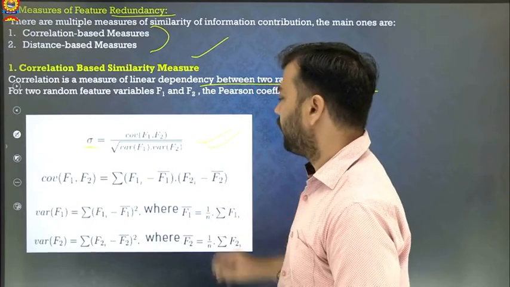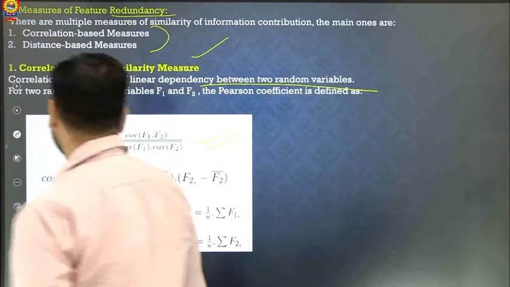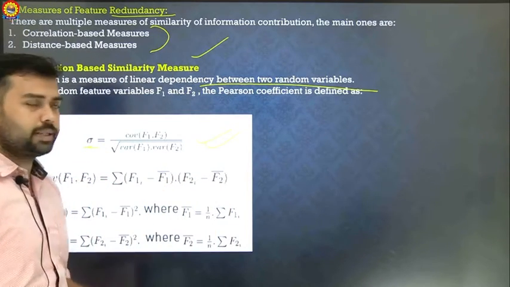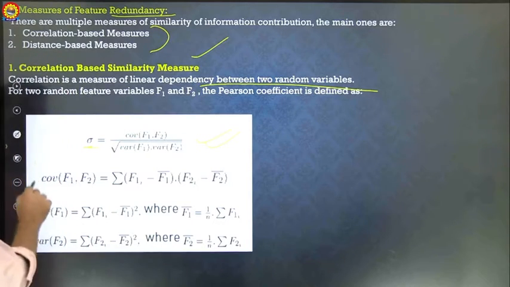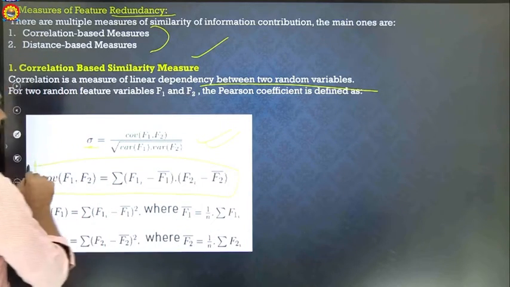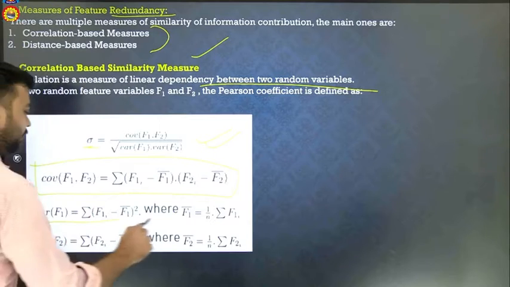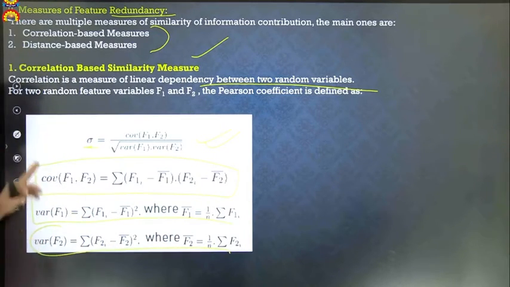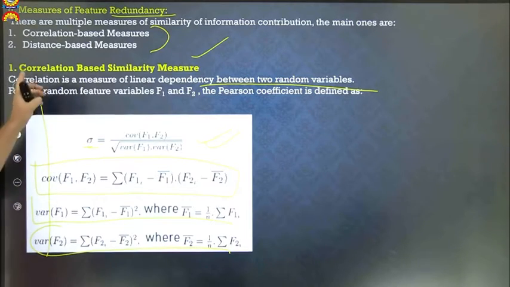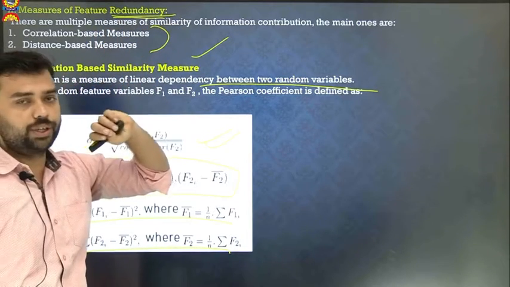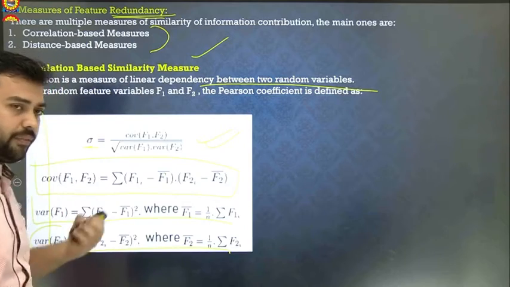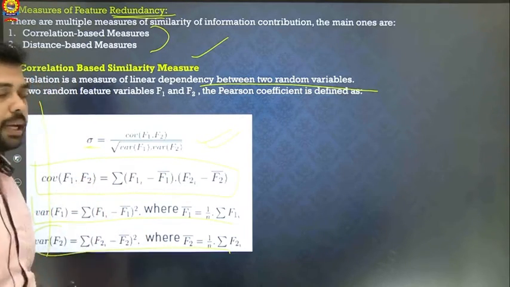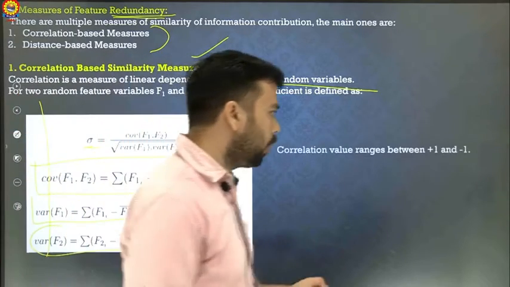And what is the covariance of f1 and f2? It is a summation of f1 i minus f1 bar times f2 i minus f2 bar. So it is a formula for calculating the covariance of two variables f1 and f2. And what is the variance of f1? This is the formula. And what is the variance of f2? So it is a way by which we can measure the redundancy between the two features. We use one feature f1 and another feature f2, and with the help of this method we can measure the redundancy.